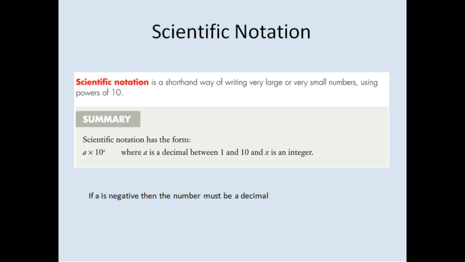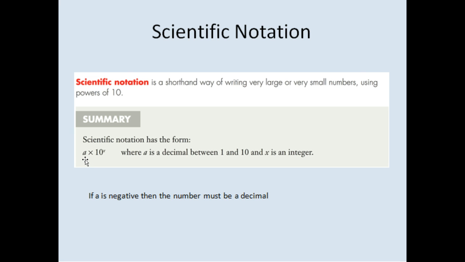Let's go on to scientific notation. Scientific notation is a shorthand way of writing very large or very small numbers using the power of 10. Scientific notation has the form of a number times 10 to the power of x or another number. So A is a number, it can be a decimal, between 1 and 10.